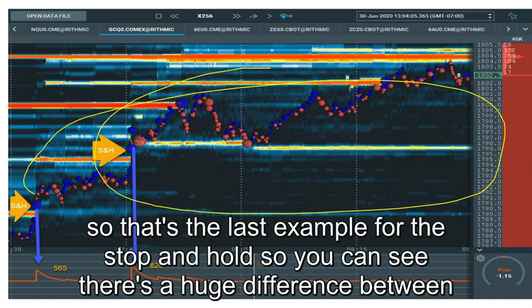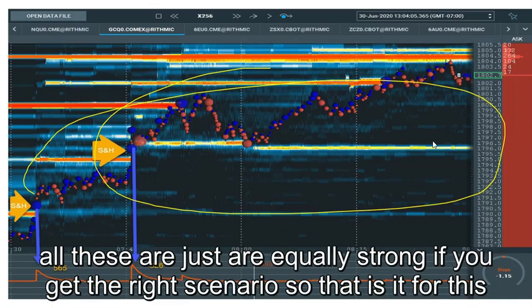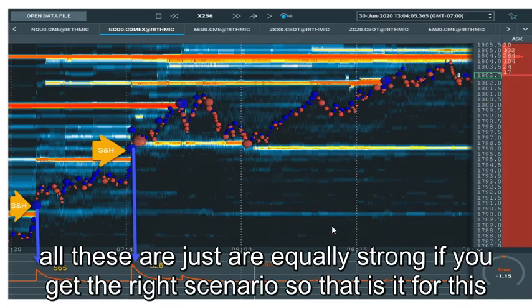So that's the last example for the stop and hold. You can see there's a huge difference between the stop and hold and the Dumb and Dumber. But these are just as strong as setups. All these are equally strong if you get the right scenario. So that is it for this.